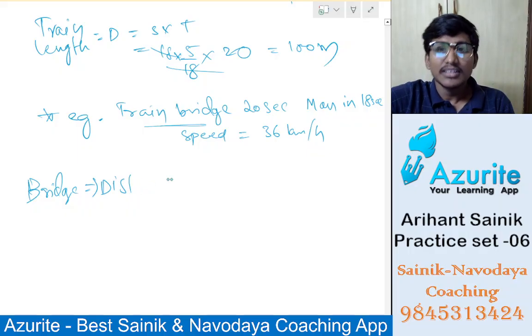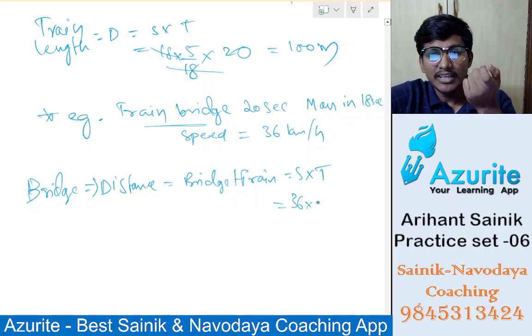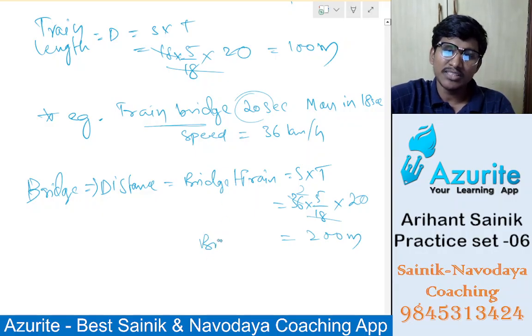Bridge plus train. That is, how do we find it? Speed into time. Speed is how much? 36 kilometers per hour means in meters per second, 5 by 18. Time is how much? It is crossing in 20 seconds. So what will it be? 18 2s are 36, 2 5s are 10, 10 2s are 200 meters. Bridge plus train is 200.